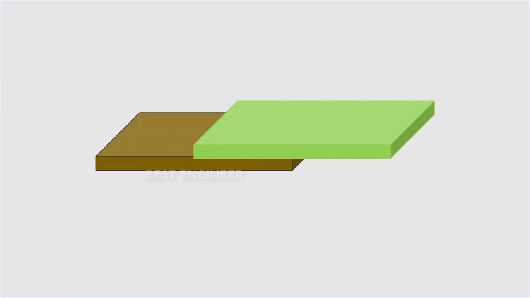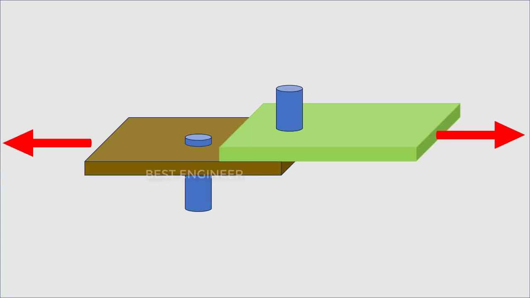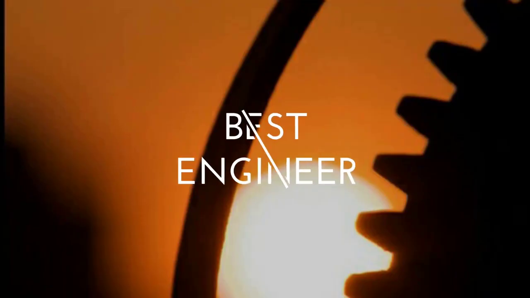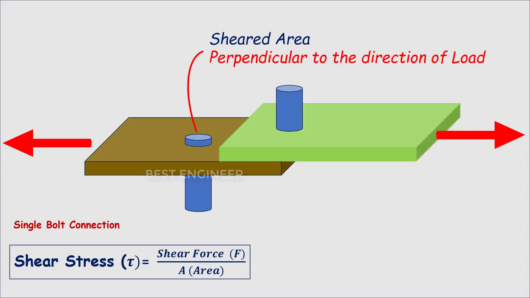Imagine two plates are bolted like this. The tensile forces act like this. The forces will be resisted by the bolt and will tend to shear it. Due to the shear force, the bolt will shear like this. The sheared area will be used to calculate the shear stress. Shear stress is the ratio between shear force and cross-section area of the bolt.